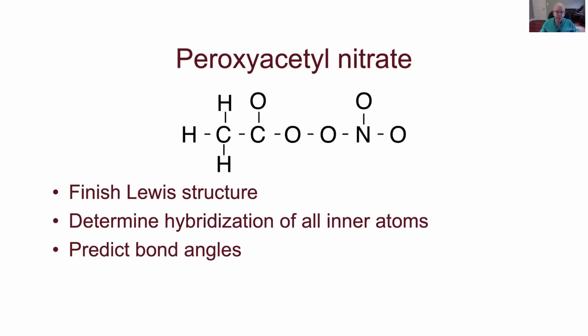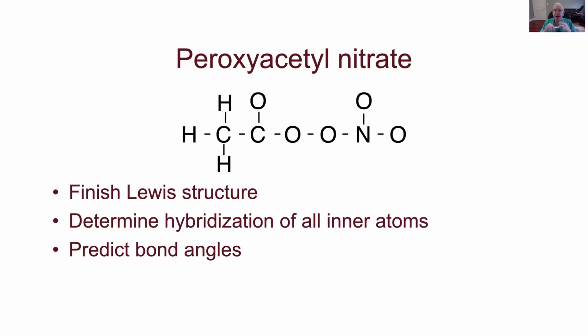So this molecule, its name is peroxyacetyl nitrate. It's involved in urban smog, among other things, right? I've drawn out a skeleton for it because the first step in our Lewis structure algorithm, remember, is that we have to count up the electrons, but then we have to get a skeleton structure. We have to know what atoms are connected to each other, okay?